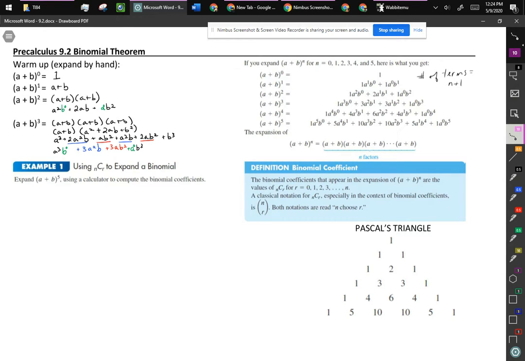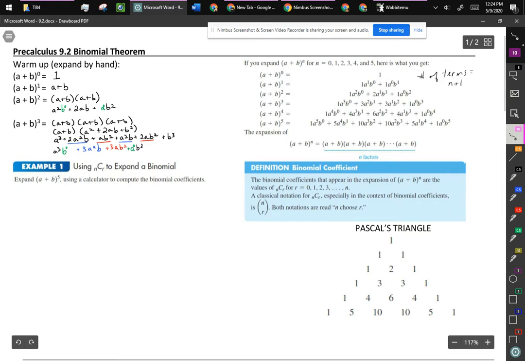So the coefficients, it turns out, instead of having to draw this triangle out, where each one of these numbers is the sum of the previous two terms, we can use combinatorics from chapter 9.2. It turns out that you can get these numbers, these coefficients, just by using combinations, where n is the exponent and r has to do with which term you're looking for. All right, and we'll talk about that in example 1 here.